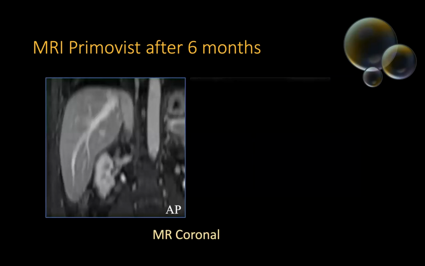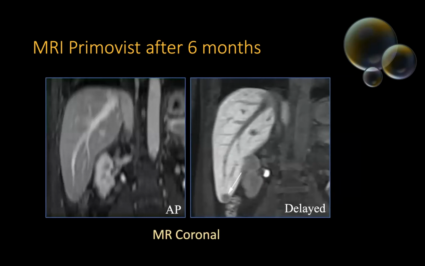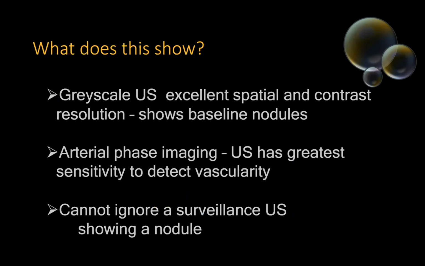And if we look at it in the same orientation as it was shown to you on the ultrasound, you can see that on the arterial phase imaging, the nodule's not there on the baseline or on the contrast vascular images. But on the delayed imaging, which you'll get with Primovist or Eovist, there is our tumor. This was biopsy-proven hepatocellular carcinoma, not shown on MR for at least 6 months after we detected it and diagnosed it on ultrasound. So what does this show?